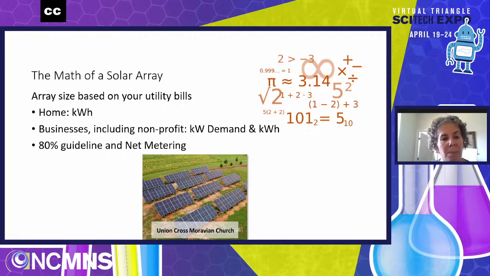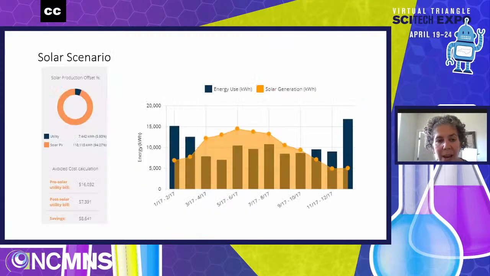But for the number crunchy part, we look at kilowatt hours, kilowatt demand, and then we try and maximize the net metering opportunities. And this is a ground mount that we installed that takes optimal advantage of solar. Let's see, anything else I want to add?